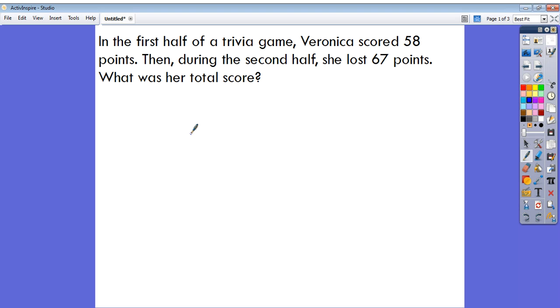Let's take a look. In the first half of a trivia game, Veronica scored 58 points. Then, during the second half, she lost 67 points. What was her total score?